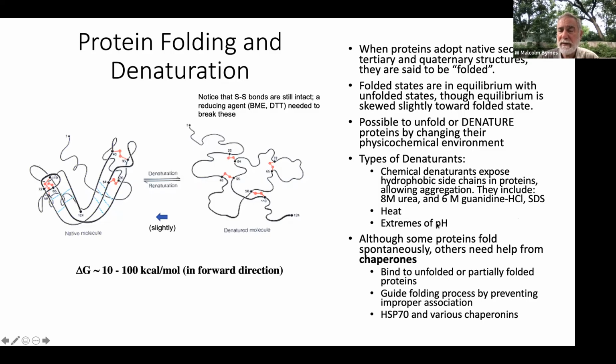Now, you can have even small changes in pH that will cause an enzyme, for example, which is a protein, to lose its catalytic activity. And there, what you're doing is you're changing the ionization state of amino acid side chains or other groups important for catalysis. But extremes of pH will cause the protein to actually unfold or denature.